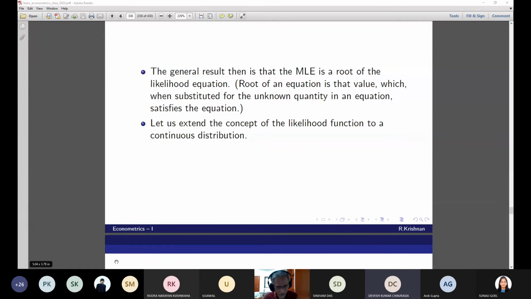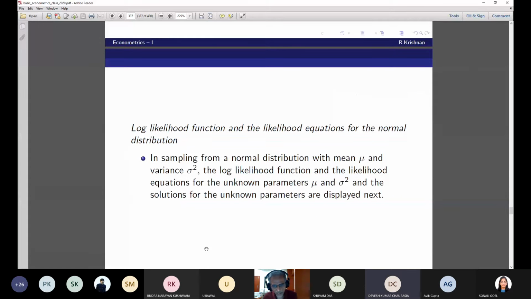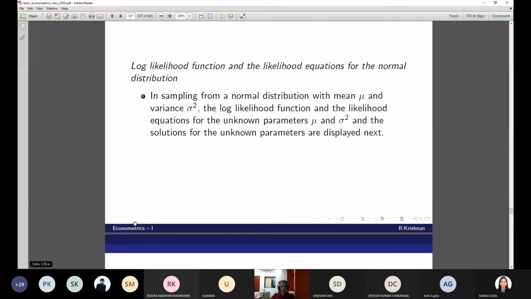Yes, sir, we can. Okay. The log likelihood function and the likelihood equations for the normal distribution. In sampling from a normal distribution with mean mu and variance sigma square, now I'm coming from the general to the normal distribution. The log likelihood function and the likelihood equation for the unknown parameters mu and sigma square, and the solutions for the unknown parameters are displayed next.